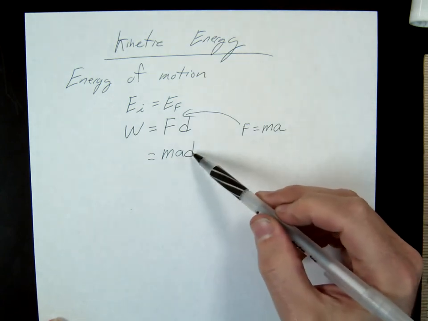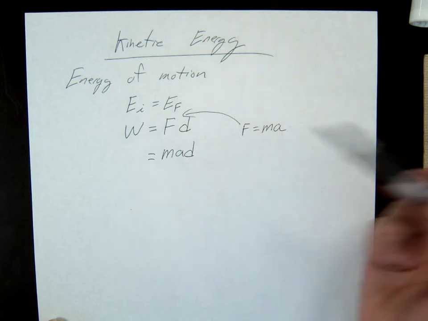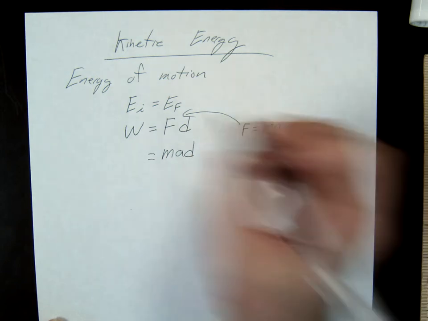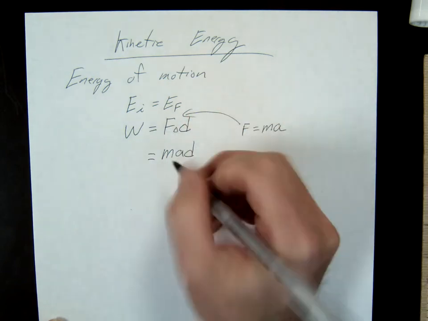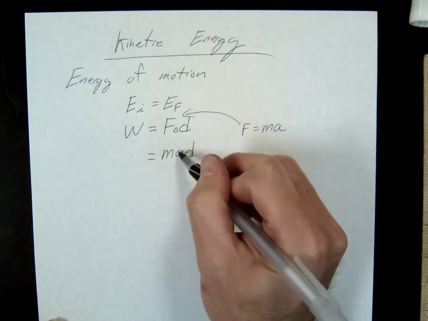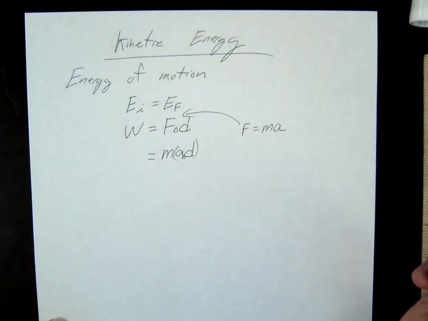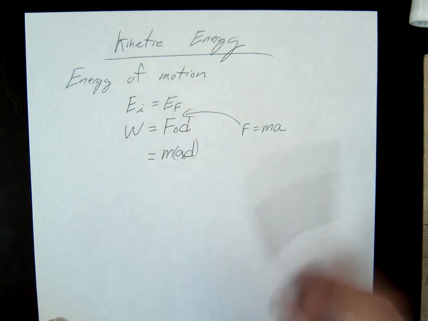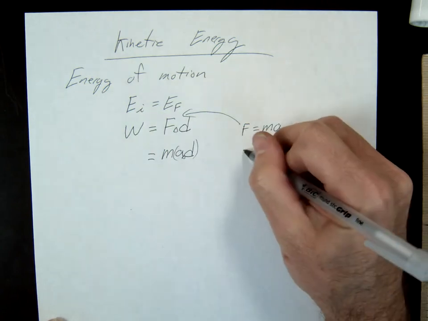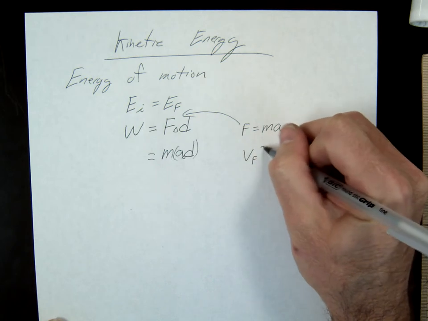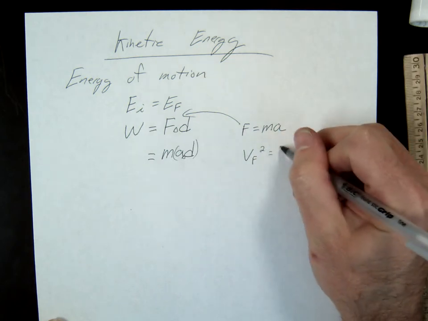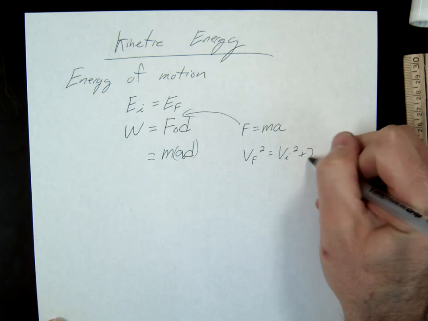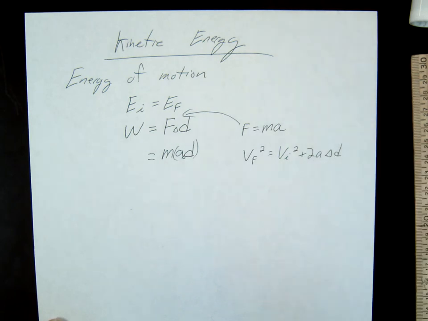Now this D is distance. This is also displacement as well. Technically it should be displacement, but we've used distance for displacement in all the problems. I'm going to group A and D together and use another familiar equation. We're going to use the kinematics equation. It looks like this: Vf squared equals Vi squared plus 2AD, or delta D.